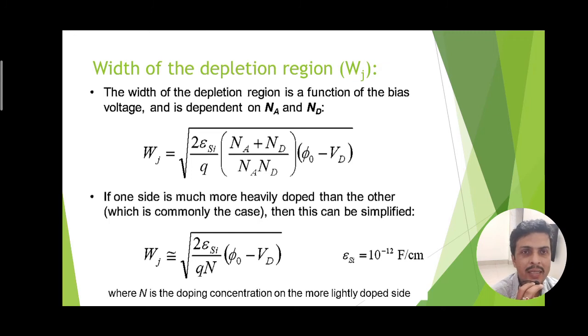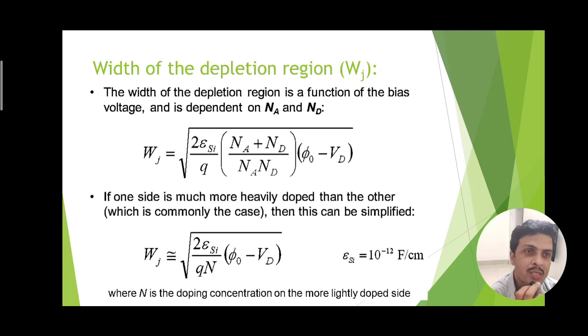Another thing is that Na and Nd, that is the acceptor concentration and the donor concentration, are also present in this equation. There is a phi 0, which is the built-in potential, and Vd means the applied voltage on the diode. So there are two types of diode voltage. One is positive, another is negative. We will see, which is known as transistor biasing.